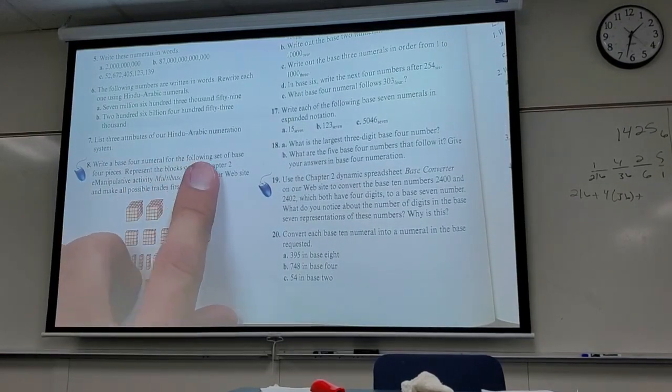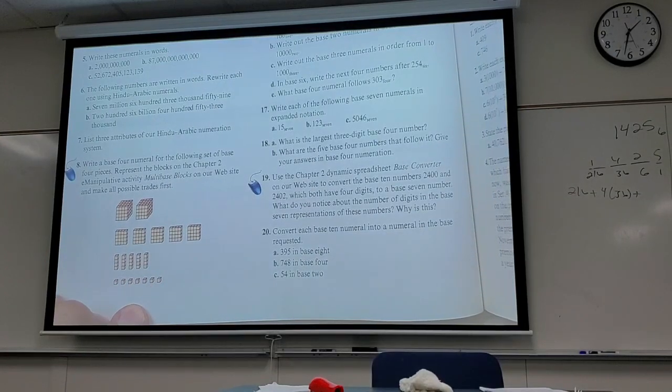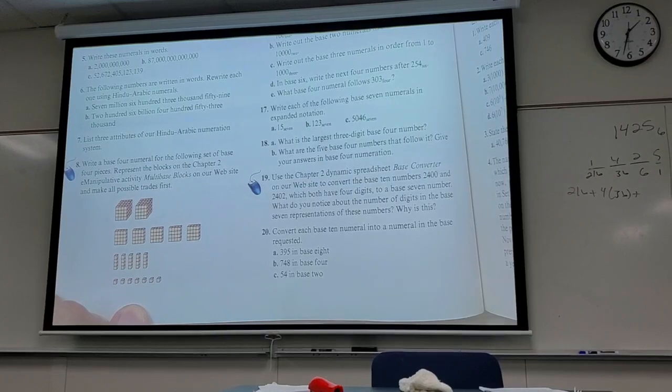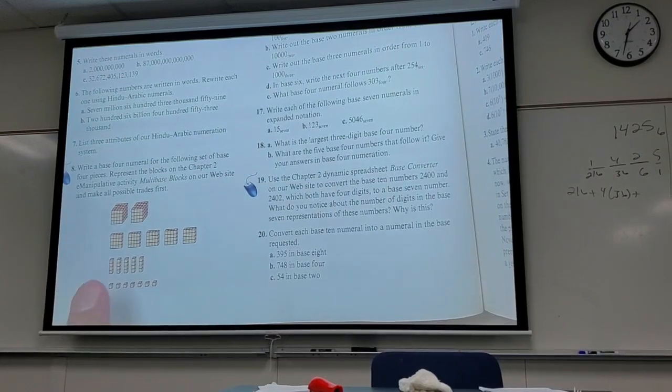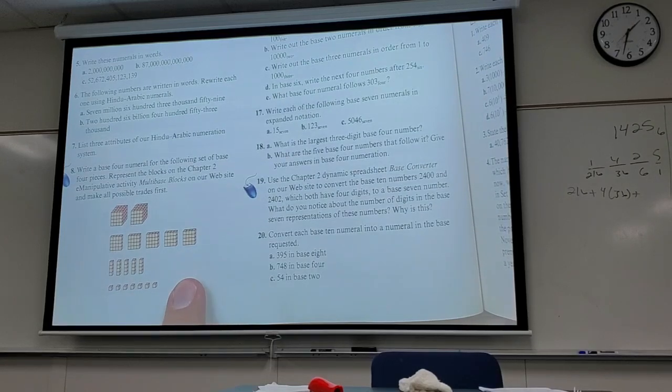Write a base 4 numeral for the following. Okay, so here's the problem. Can anybody identify what's wrong with this? For base 4, yeah. There's 5 manipulators. Yes. In both the 16's place and 4's place.